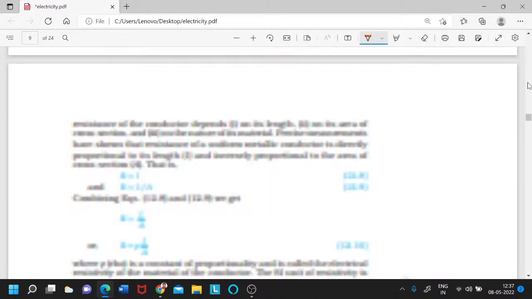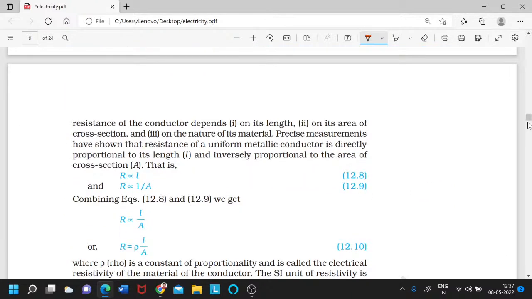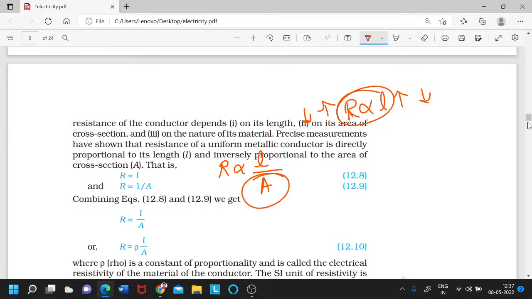This is a very important derivation. Already we know the factors. Resistance is directly proportional to length and inversely proportional to area. What is the meaning? Length increases, resistance will increase. Length decreases, resistance decreases. That's the meaning of directly proportional. Area is inversely proportional: area decreases, resistance increases. Area increases, resistance decreases. The opposite thing will happen.